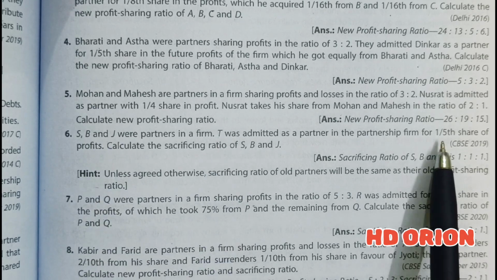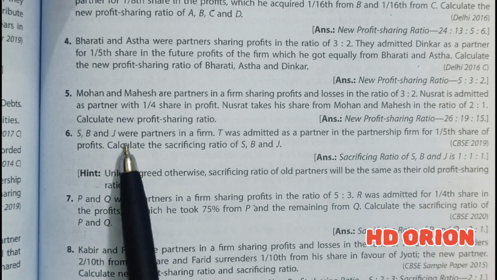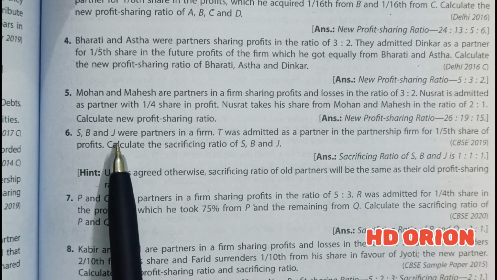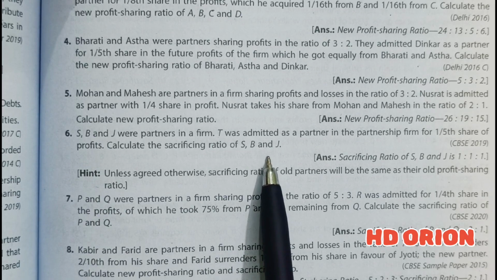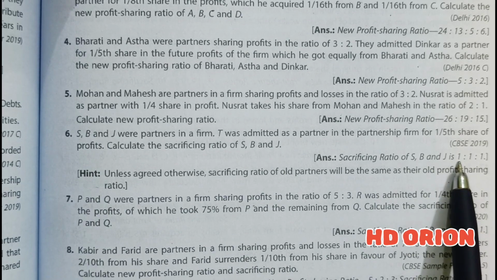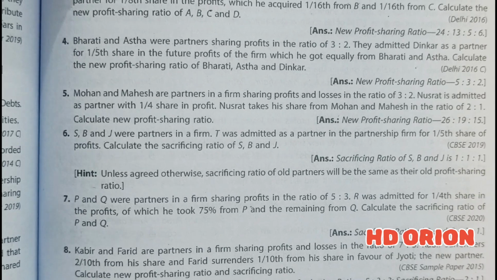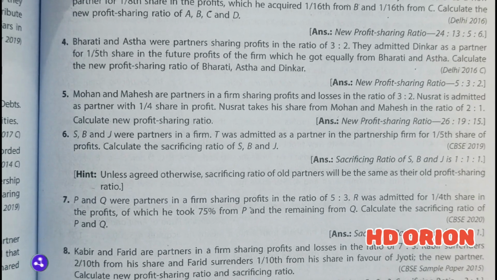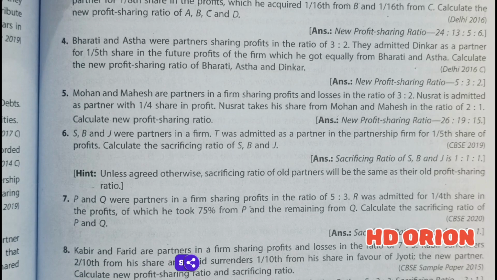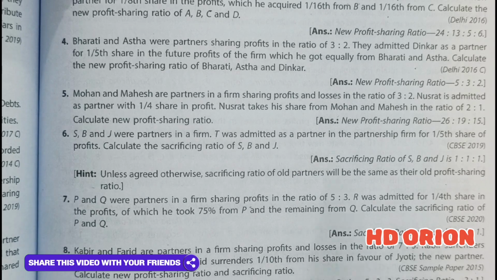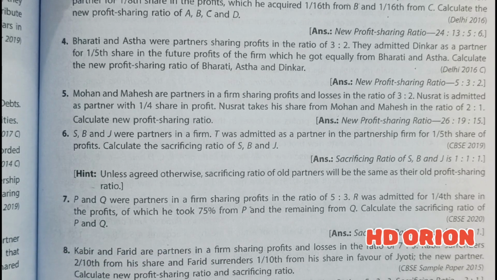And the new partner is coming for 1/5 share. If only this much information is given to us, then the old ratio will be the sacrificing ratio. Even if you calculate it, you will get the same old ratio as sacrificing ratio. So you need not make working notes in such type of questions. Let us see the solution. You will get the same old ratio as sacrificing ratio.